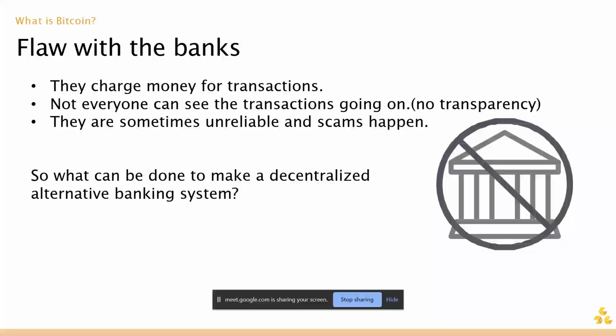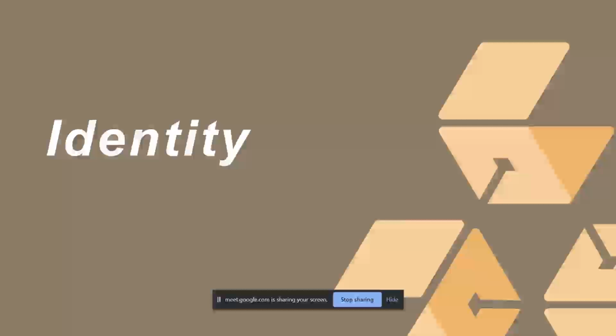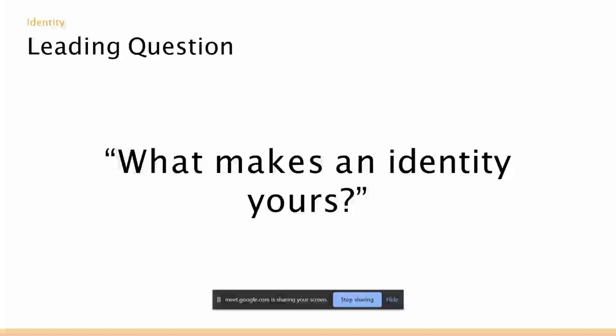What can be done to make a decentralized alternative banking system? So we'll talk about it. The components of Bitcoin are these four: identity, transactions, distributed ledger, and consensus, and we'll talk about all of them in today's lecture. So talking about identity, what makes an identity yours?